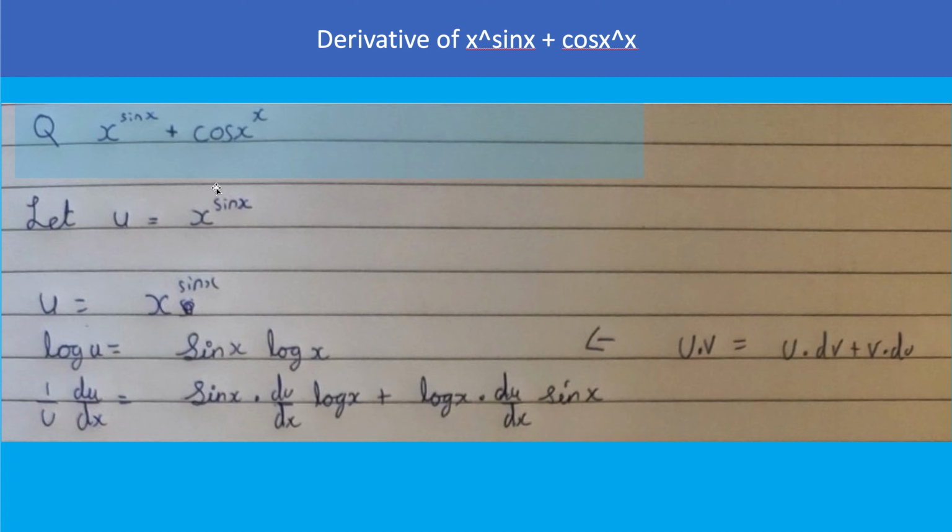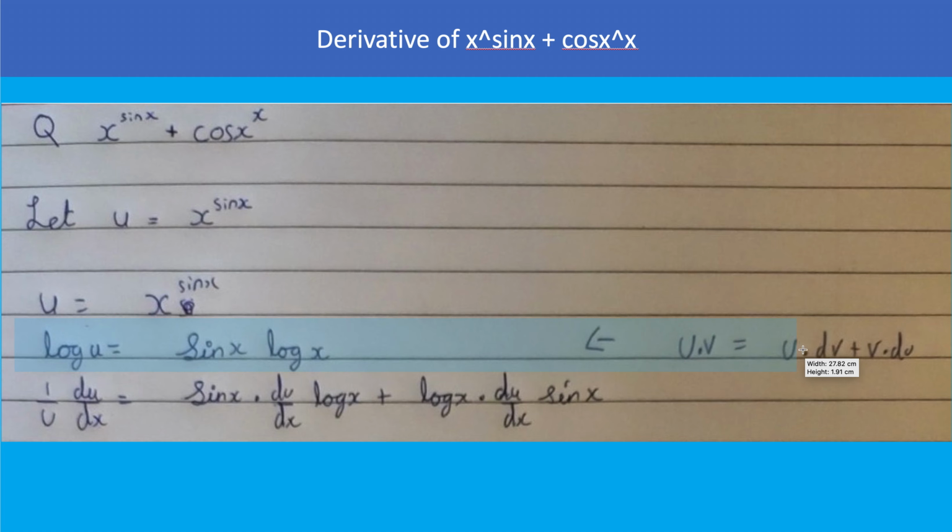Now in this one we need to find the derivative of x raised to sin x plus cos x raised to x. So let's first separate the terms. We've got a u, which is x raised to sin x. Now as I mentioned earlier, if you have a trigonometric ratio in your power, then you must use the log rule. So here we use the log rule, right? Now once we've used the log rule, our equation looks like this.